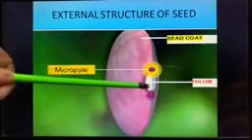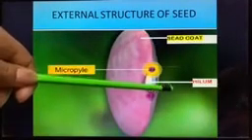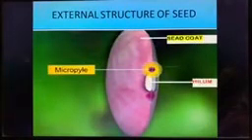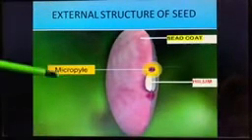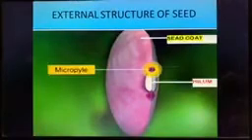This white colored scar is the hilum. It is a scar which represents the place where the funiculus is attached with the seed. So it is a scar, right? Here you are seeing the external structure of a bean seed.